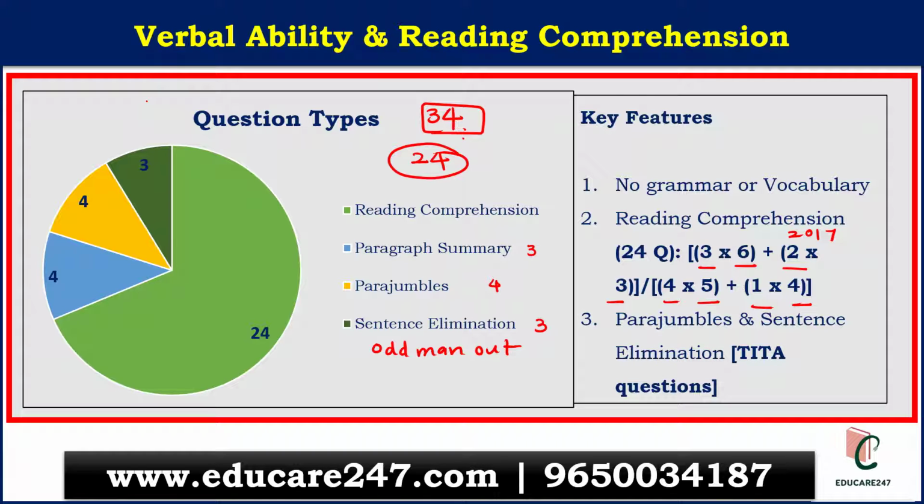Finally, for parajumbles and sentence elimination, in the CAT paper we have either MCQs or TITA questions. A TITA question is one where you are offered a box and you have to type in the answer in this box. So for parajumbles and sentence elimination specifically, you will have these TITA questions. So 7 out of the 34 questions are going to be TITA, and the rest, 27 questions, are going to be MCQ based. This is how your CAT paper is going to be.